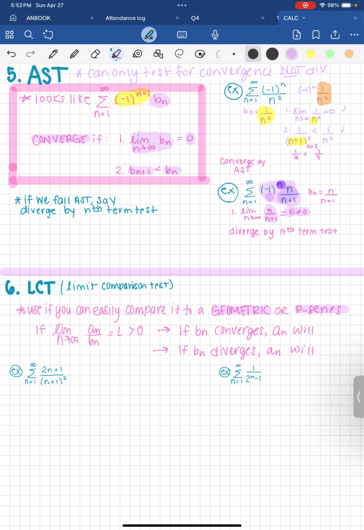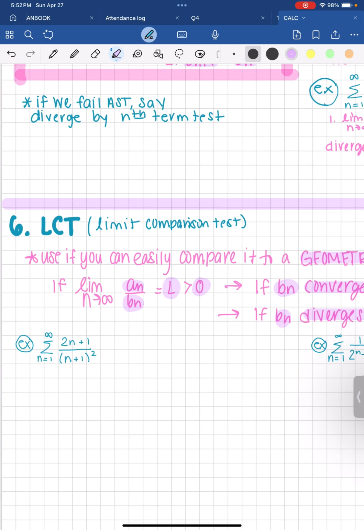So what we're going to do is choose a b sub n that is going to behave very similar to the series that I gave you. Then you're going to take the limit of a sub n over b sub n and make sure you get an answer, L, that is greater than 0. And if b sub n converges, then a sub n will. If b sub n diverges, then a sub n will diverge. So check this out here.